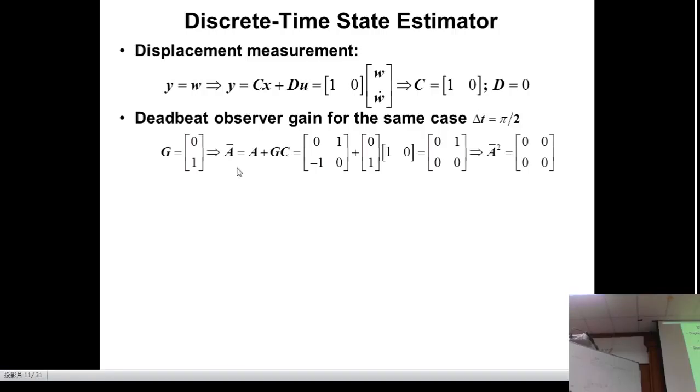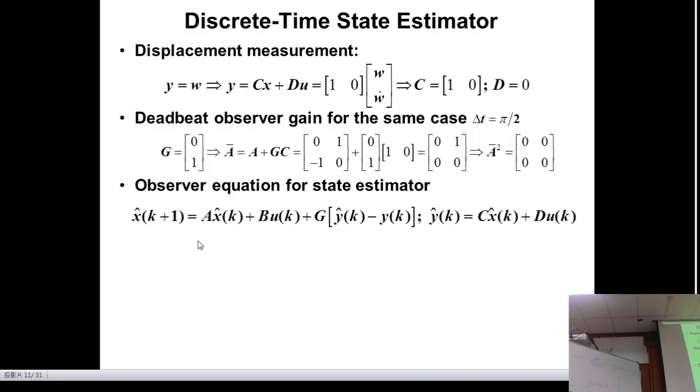Assume that your A matrix is perfect. Your C matrix here is perfect. That means your open loop state matrix A is perfect, your output matrix C is perfect, which won't be the case in real applications. So you need to be aware of the practical problem.